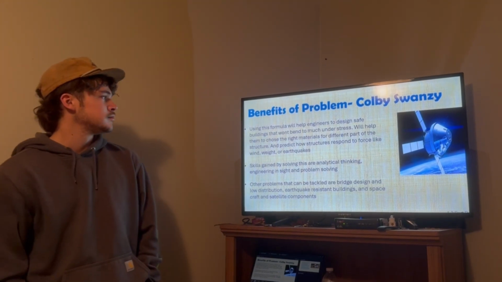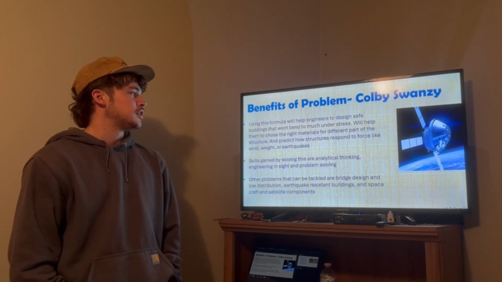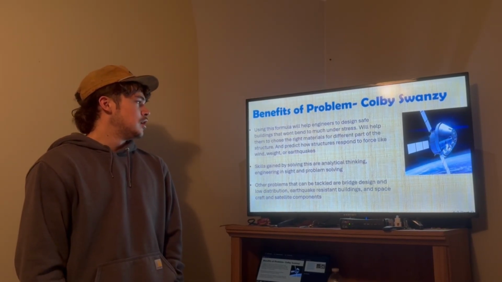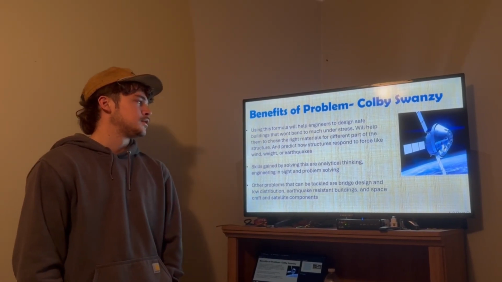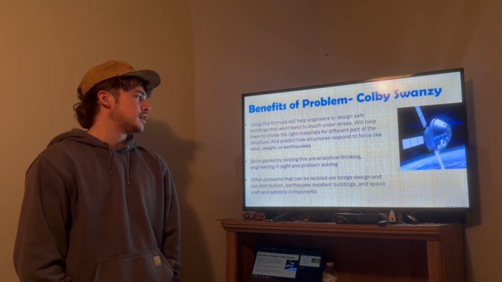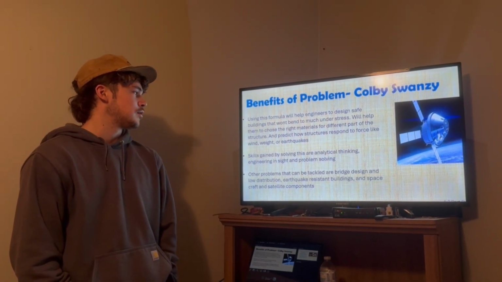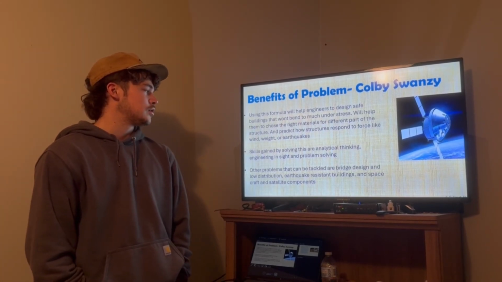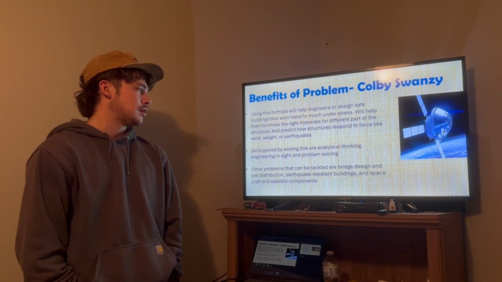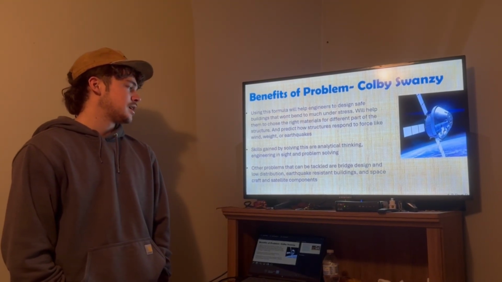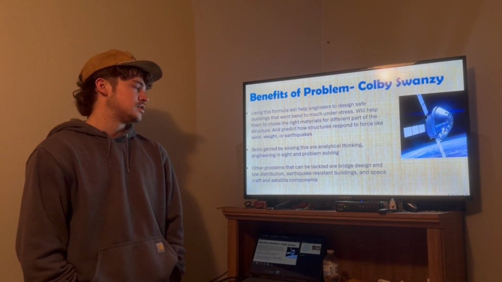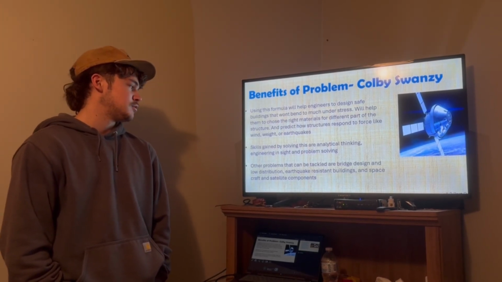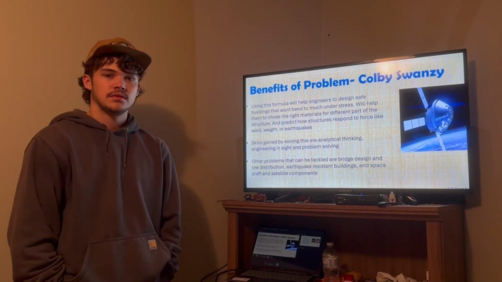Benefits of the problem. Using this formula will help engineers design safe buildings that won't bend too much under stress. It will help them choose the right materials for different parts of the structure and predict how structures respond to force like wind, weight, or earthquakes. Skills gained by solving this are analytical thinking, engineering insight, and problem solving. Other problems that can be tackled are bridge design and load distribution, earthquake-resistant buildings, and spacecraft and satellite components.